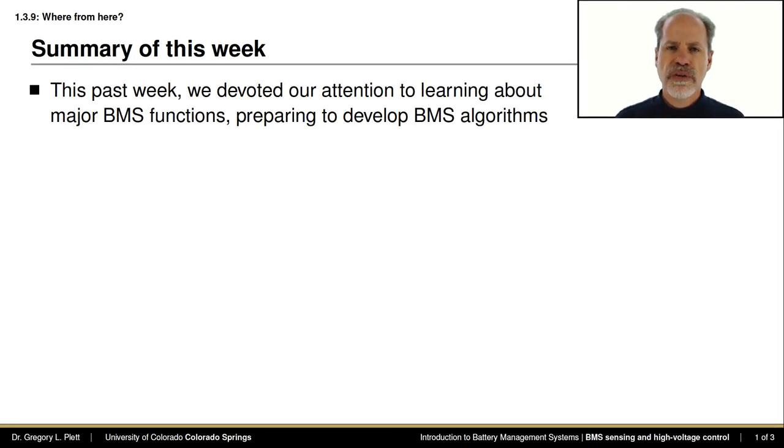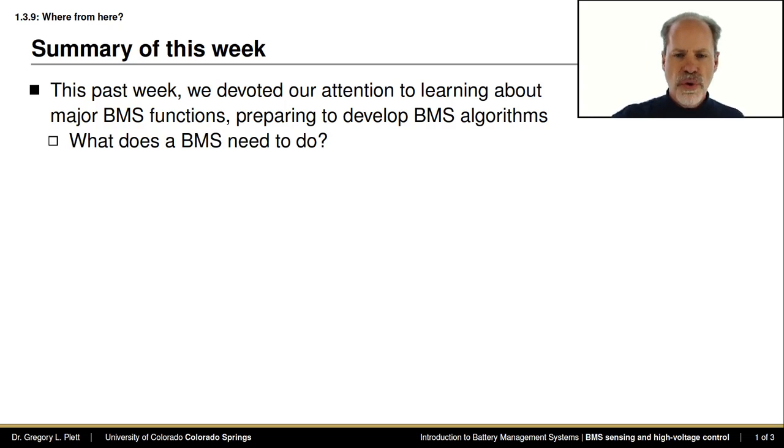This past week, we devoted our attention to learning about major battery management system functions as part of the preparation to learn how to design battery management system algorithms. We looked at an overview of what a battery management system is required to do. And we looked at 5 basic categories of what a battery management system must do, including sensing and high voltage control and performance management and communications and so forth.